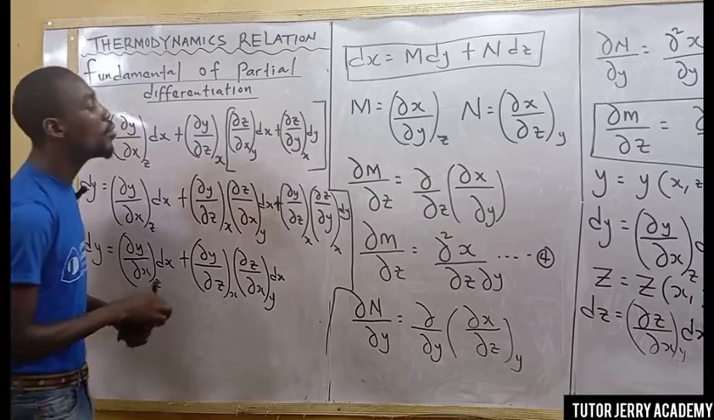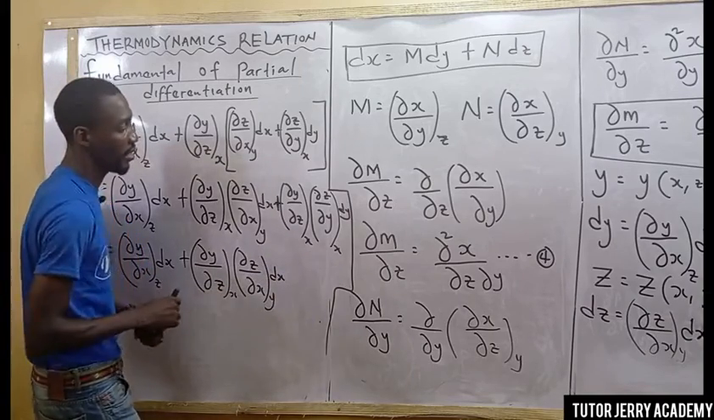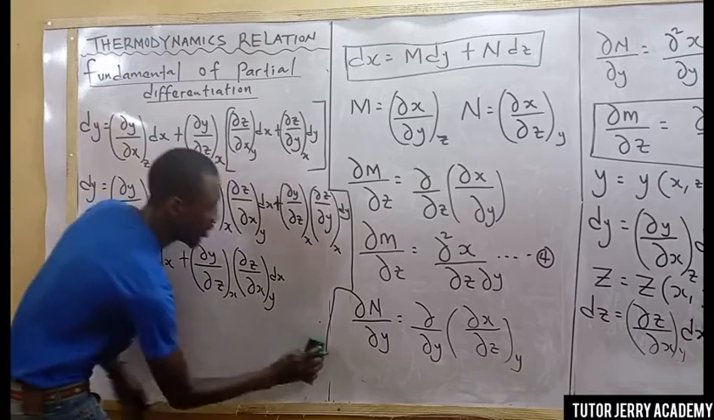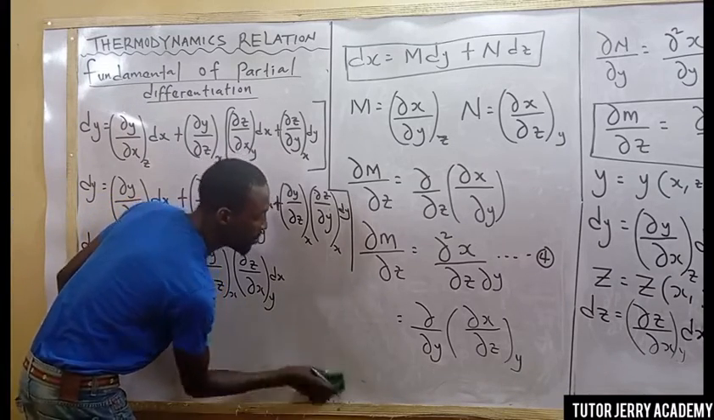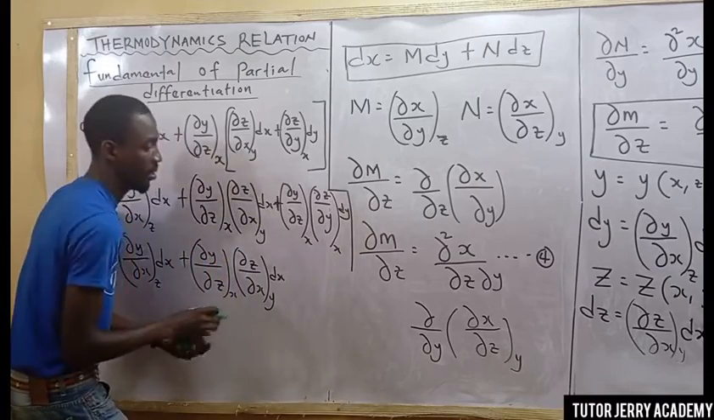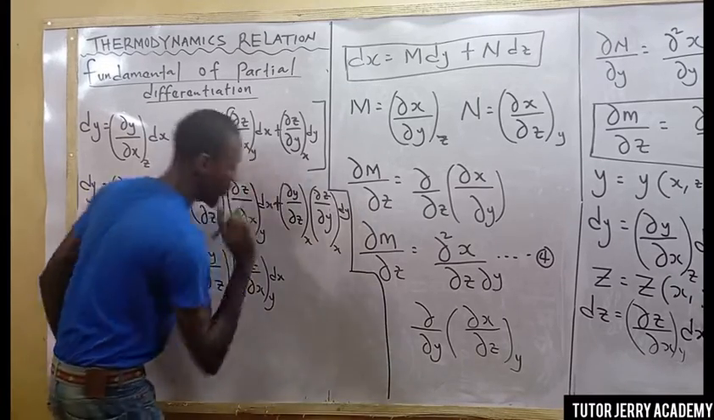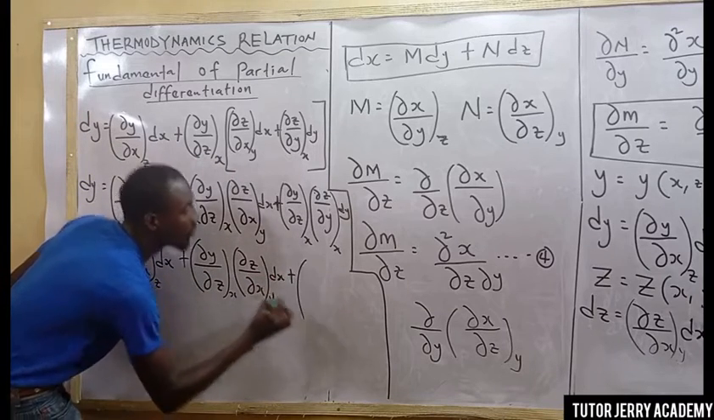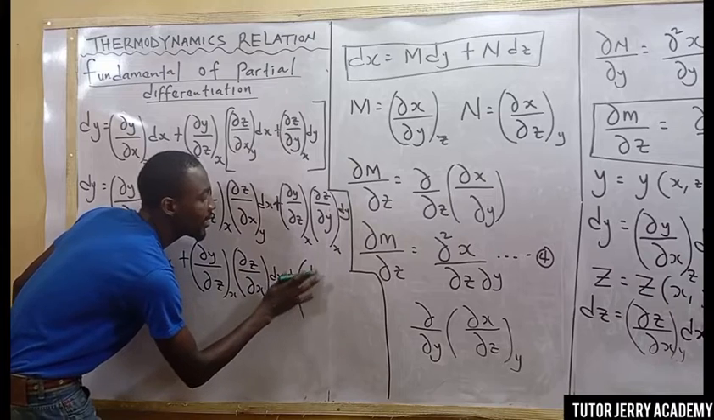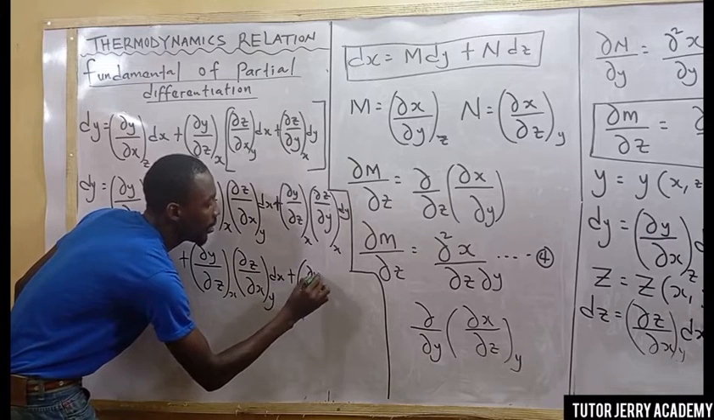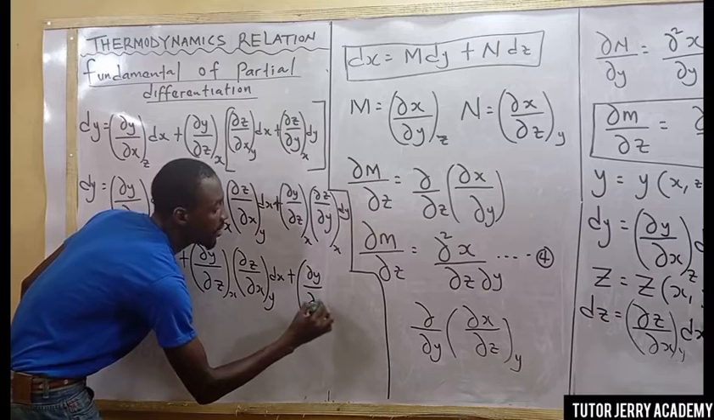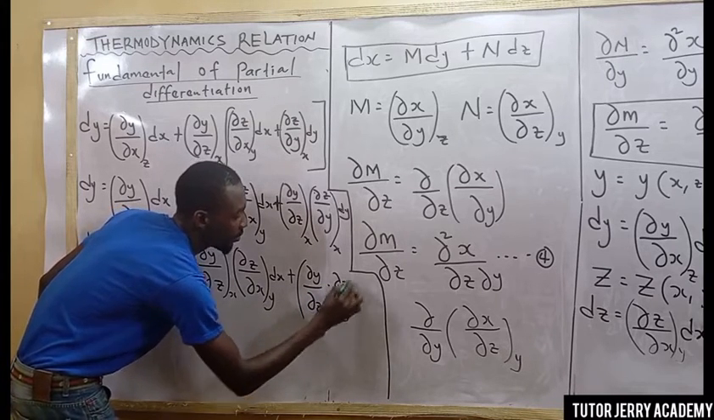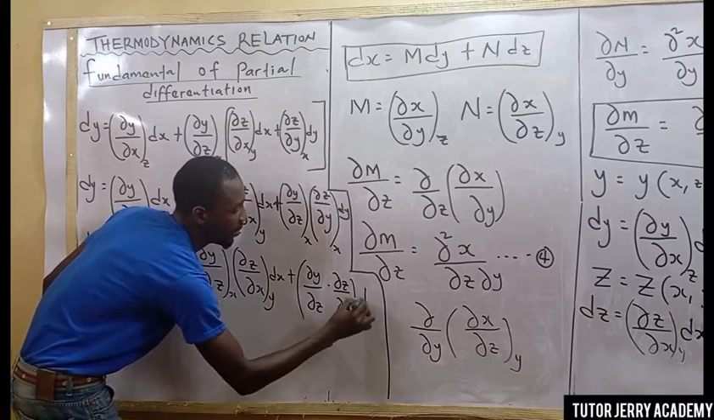Now, if you look at this, we can make them together. Let me make them together. I don't want to jump steps. I would have loved to jump steps, but I will not do that. So now we open this bracket. We are going to have plus into. So this is going to be partial derivative of y all over partial derivative of z multiplied by partial derivative of z all over the partial derivative of y into dy.